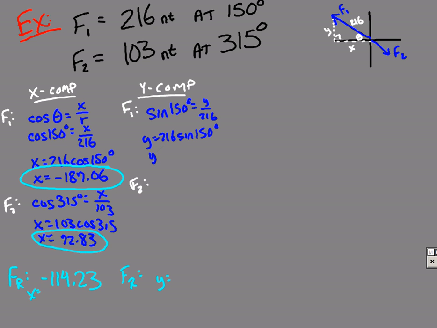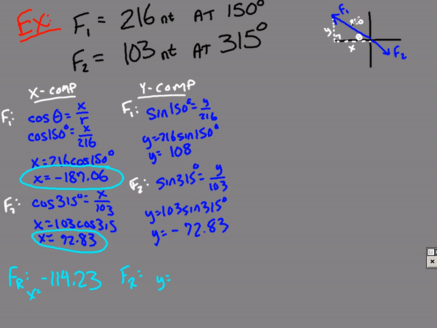That means that y is going to equal, when I plug that in, 108 for that one. I'll do the same for vector 2. I'm going to get sine of 315 is y over 103. So y equals 103 sine of 315, and that means that y in this case will equal a negative 72.83.